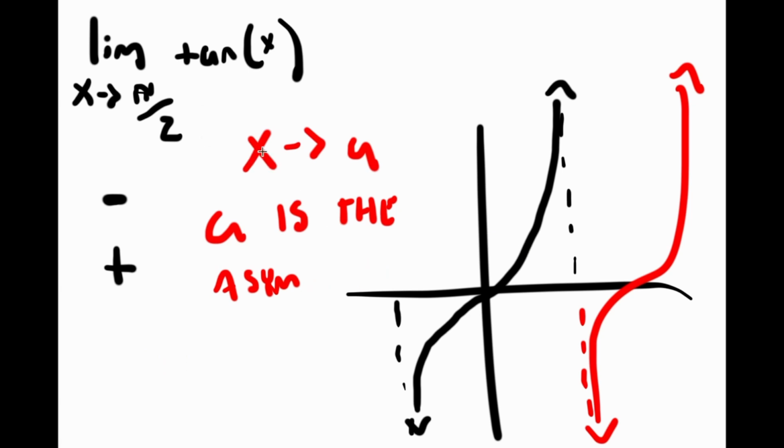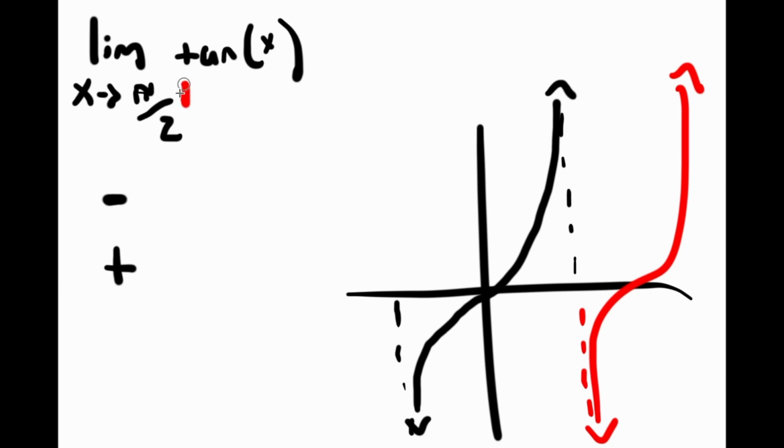We could say as x approaches pi over 2 from the right-hand side, that equals infinity. Or rather, negative infinity, sorry, because it's going down. Right-hand side, left-hand side, whatever. And from the left-hand side, it's going to be equal to positive infinity, as we see here, and as we see here.